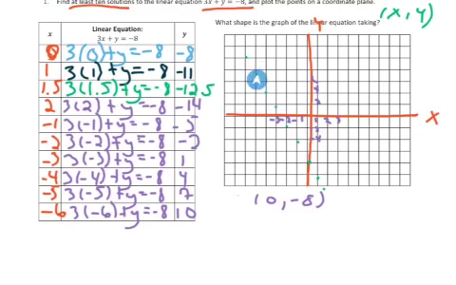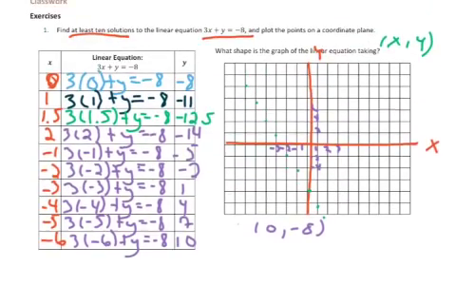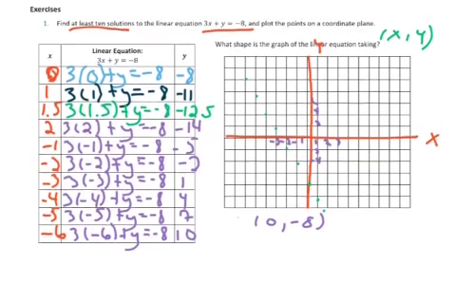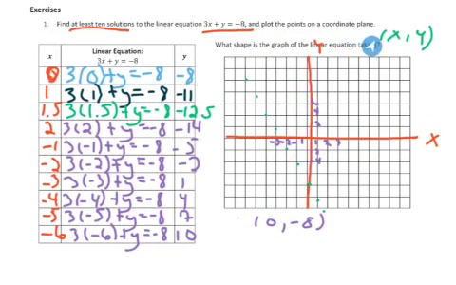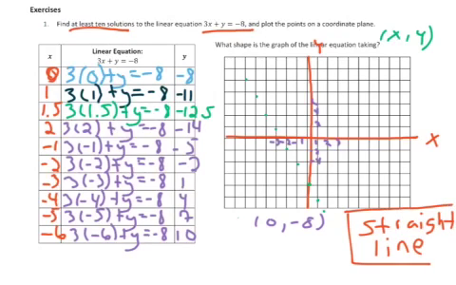So I hope you can start to see my line in green, my green dots. So then if we go to the question, it says, what shape is the graph of the linear equation taking? Well, if we start to look at this, this definitely looks like a straight line. So this linear equation is making a straight line graph, because actually I could start to connect my data points, and I know it's hard to draw a straight line on here, but it would be roughly forming a straight line.